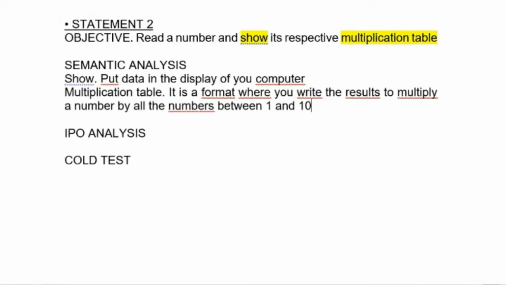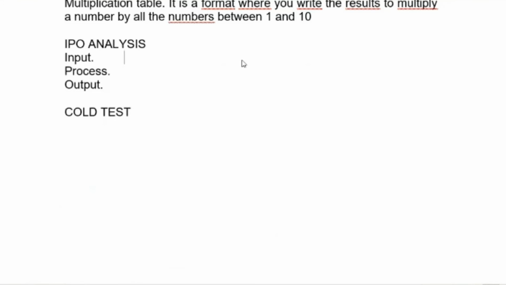If you understand the semantic analysis, you really understand the objective. If you can't understand the semantic analysis, you didn't understand the objective. And it's impossible to make a program if you don't understand the objective. Now, let's see the IPO analysis.